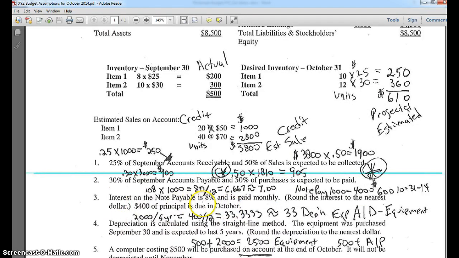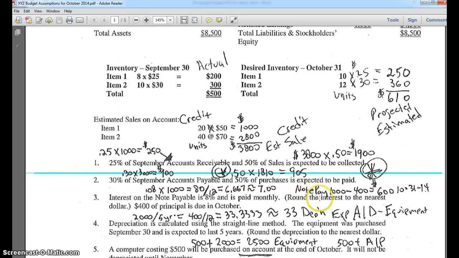We've got interest on the notes payable of 8%. It's paid monthly, and it says round to the nearest dollar. Also, $400 of principal is due in October. Well, we've got $1,000 in our notes payable times the 8% equals $80. That's the yearly interest, but we only need the monthly interest. If we divide the yearly interest by 12 months, we come up with $6.667, and if we round to the nearest dollar, that would be $7.